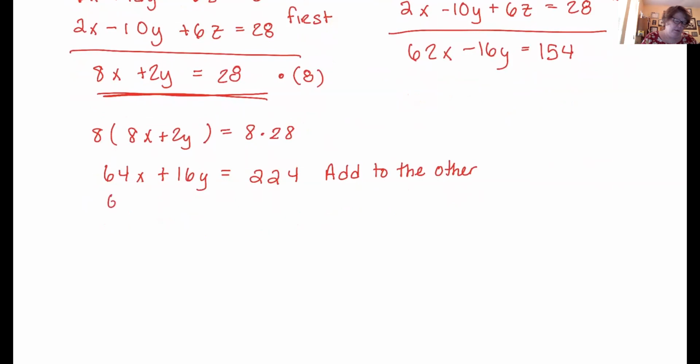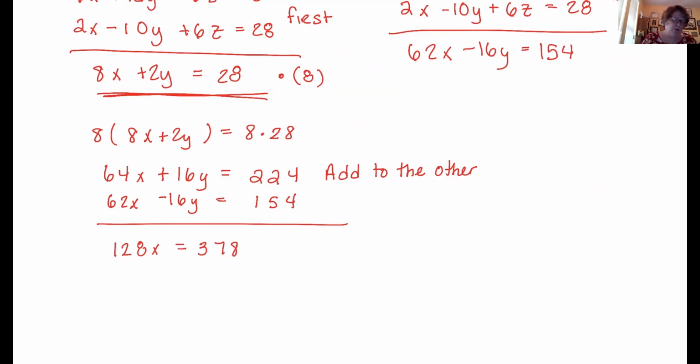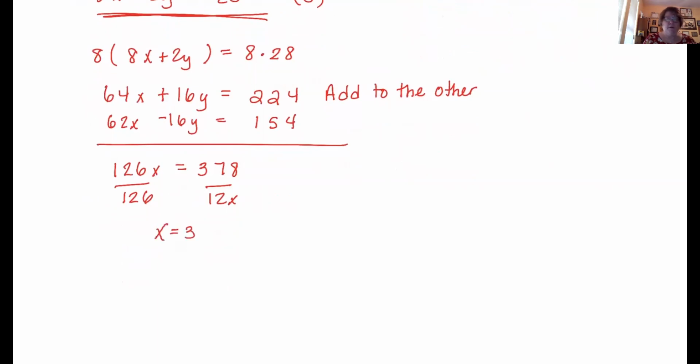And I get 62x minus 16y equals 154. I could write that a little bit neater, couldn't I? So I get 128x equals 378. And that isn't 128, that's 126. I can't add in my head, that's why I need a calculator. All right, divide by 126, and I get x is 3. So I've got the first number in my ordered triple.